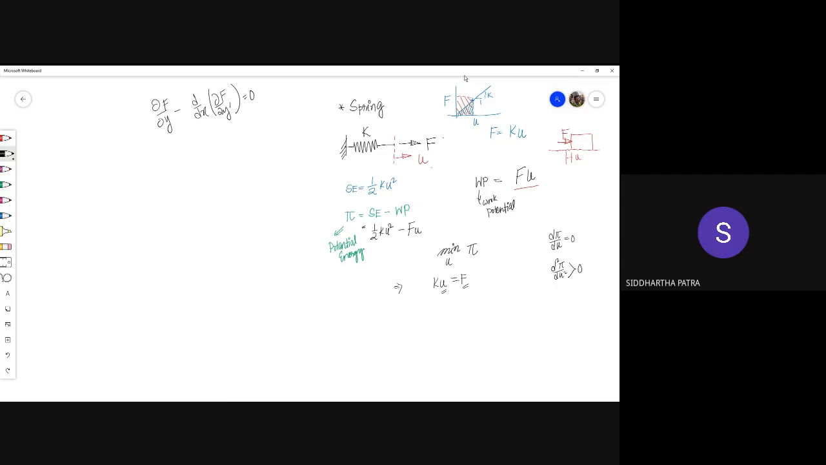Now, what is the significance of this thing? Because now we will extend this to, see, first of all, a spring is a part of a lumped system.